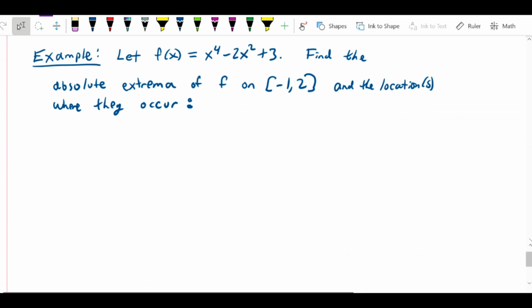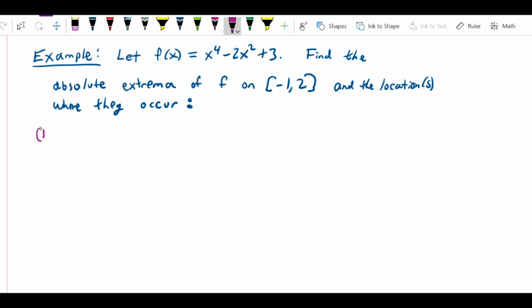So let's use the process covered in the last video for finding absolute extrema on a closed and bounded interval. Let's use that on this problem. Let f of x equal x to the fourth minus 2x squared plus 3, and we want to find the absolute extrema of f on the interval -1 to 2. And let's find also the locations where those extrema occur.